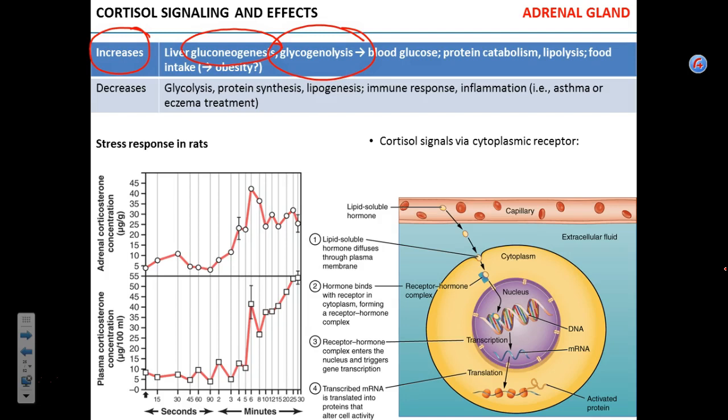So gluconeogenesis is making glucose from scratch. Glycogenolysis is glycogen lysis. Glycogen is a glucose polymer. Lysis is to break it down to get glucose. Does that make sense? Both these processes, gluconeogenesis and glycogenolysis, will increase your blood sugar that you potentially need to combat stress. Okay? Make sense?